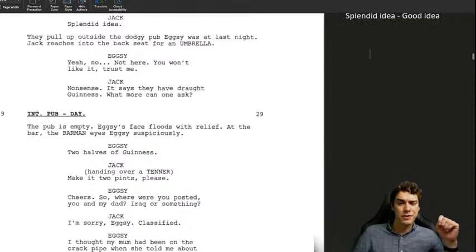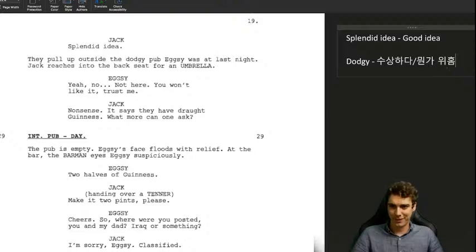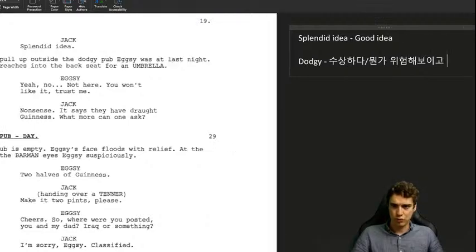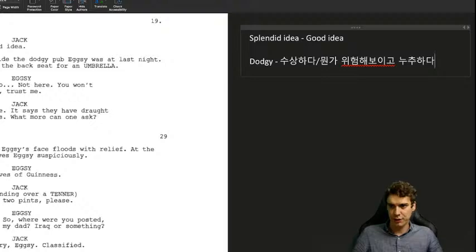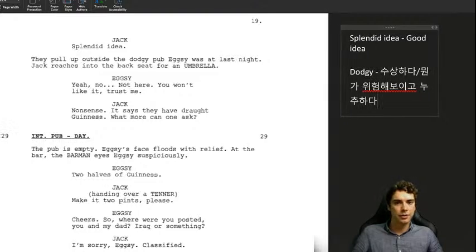Okay. They pull up outside the dodgy pub Eggsy was at last night. Dodgy. This is a very good word. 영국 영어 단어인데 dodgy는 약간 수상하다. 수상하다 아니면 뭔가 위험해. 뭔가 위험해 보이고 누추하다. 이런 느낌이에요.